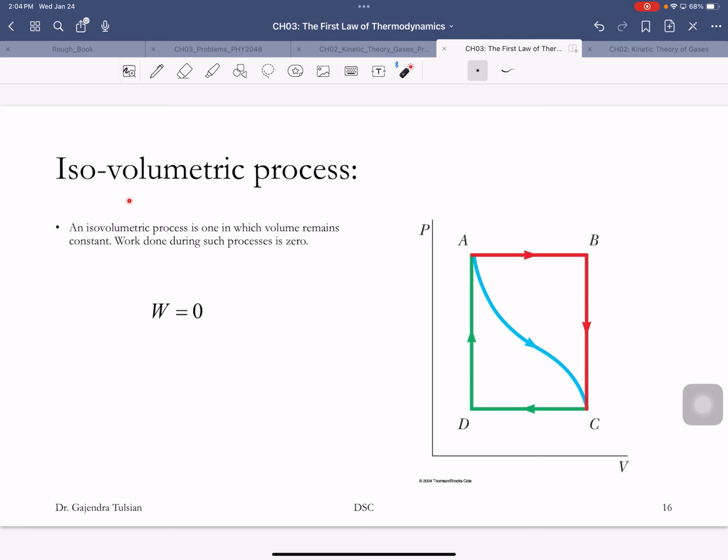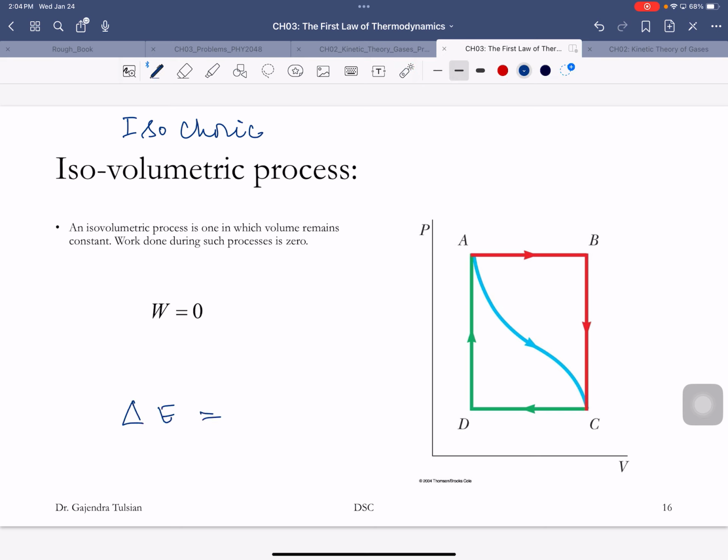Okay. Isovolumetric process. This is also sometimes called an isochoric process. These two processes are isovolumetric processes, and the work done is 0. The area under those curves is 0. So the work done is 0.